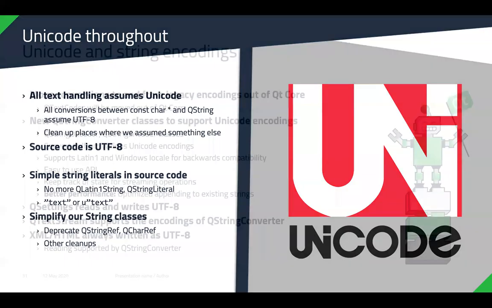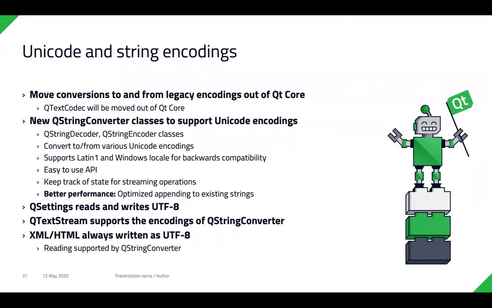We're also doing changes in terms of non-Unicode string and text encodings, things like Latin 1, Shift JIS. We're moving those conversions out of Qt Core. We had that in QTextCodec before. We have a new QStringConverter class that supports the Unicode encodings, and Latin 1 and Windows locale for backwards compatibility, with an easy to use API and better performance. But for most other things, we'll assume UTF-8 when we need an 8-bit encoding for QSettings, for XML, HTML, and also for QTextStream.